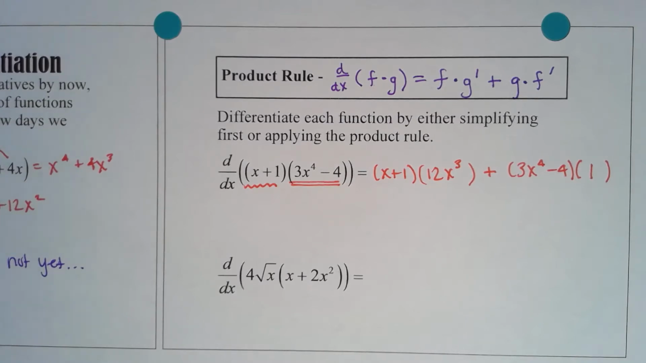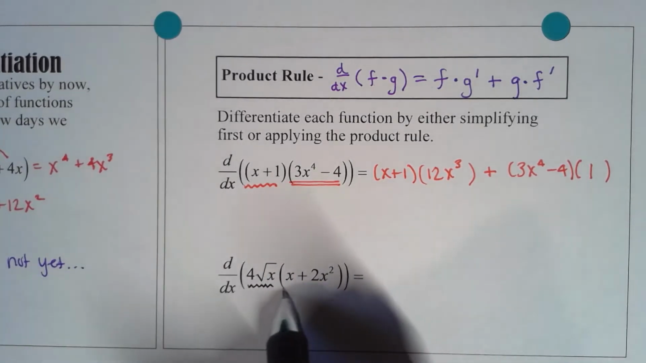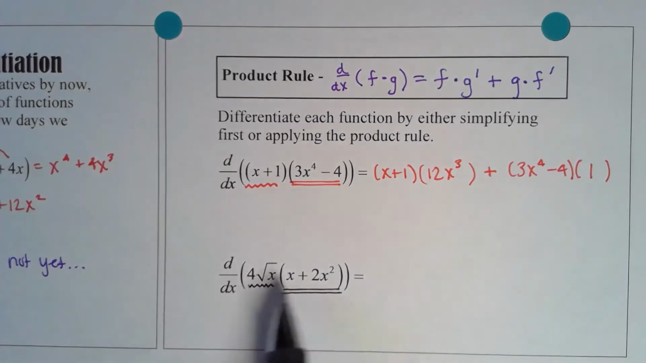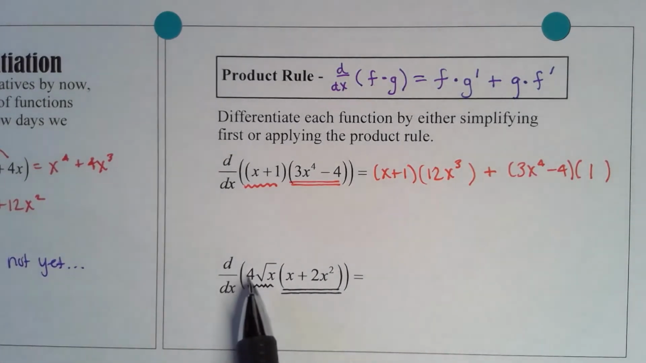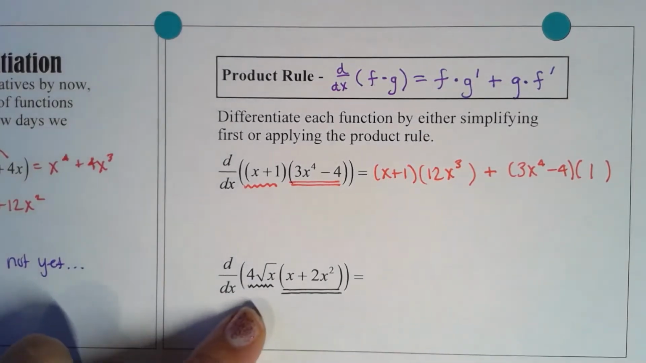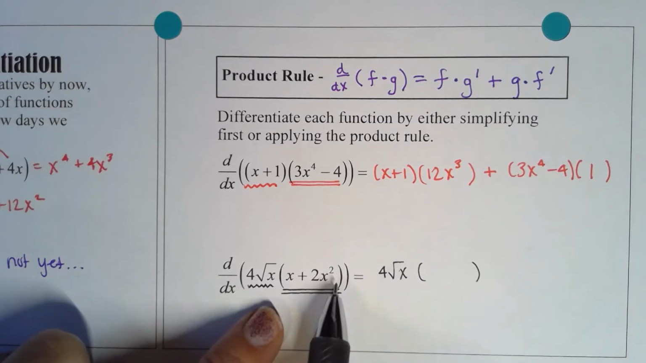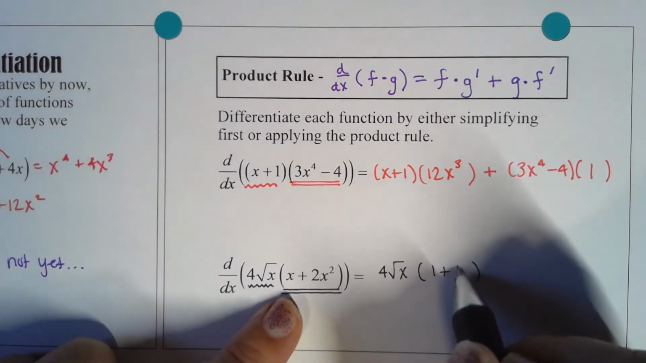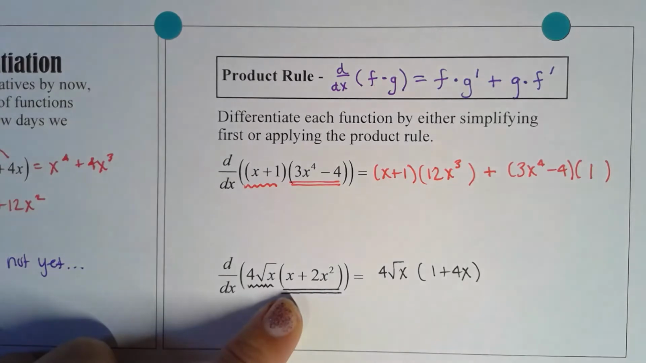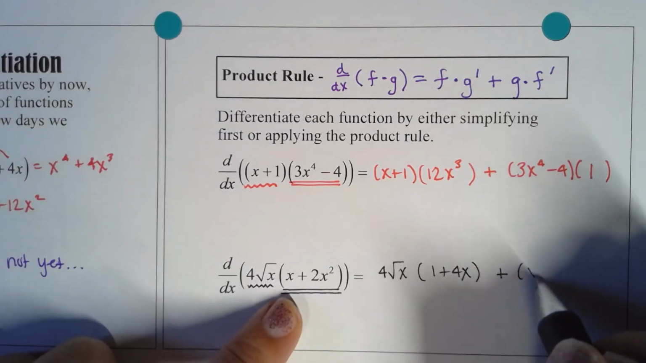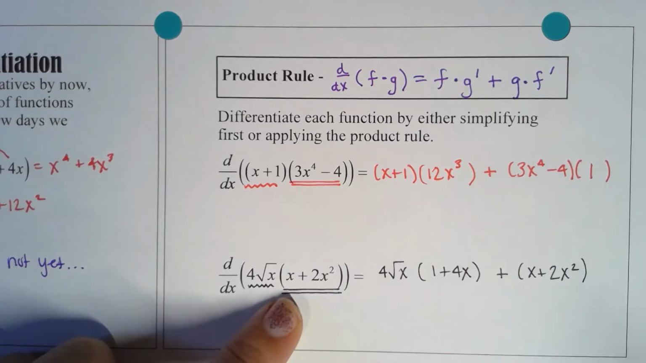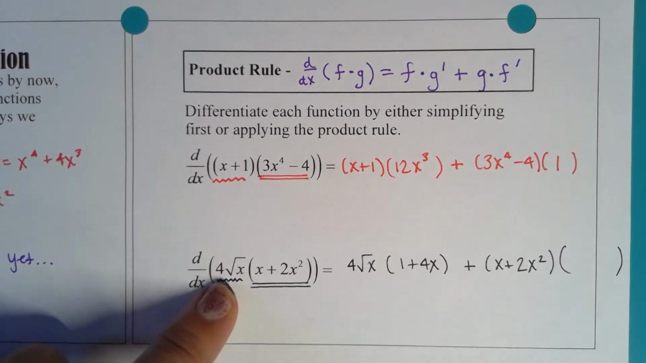Let's take a look at the second one. Take the derivative of this expression. Again, I've got this piece being multiplied by this piece. I don't consider the 4 as an extra factor because it's a constant, and we have a constant multiple rule for that. All right, so the product rule says we rewrite the first piece, and then we multiply by the derivative of the second, which is 1 plus 4x, plus the second piece, which is x plus 2x squared, times the derivative of the first piece.